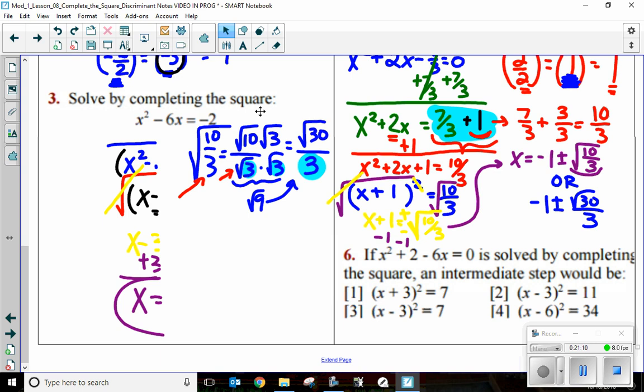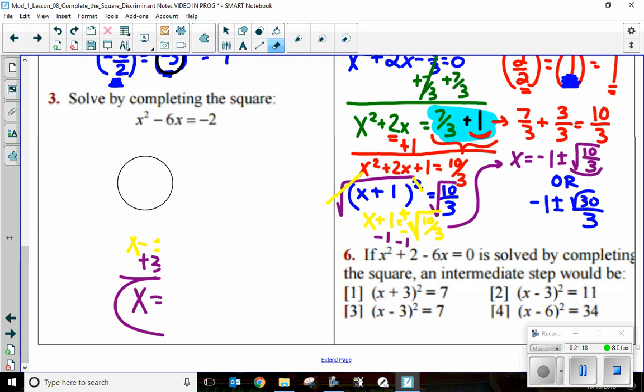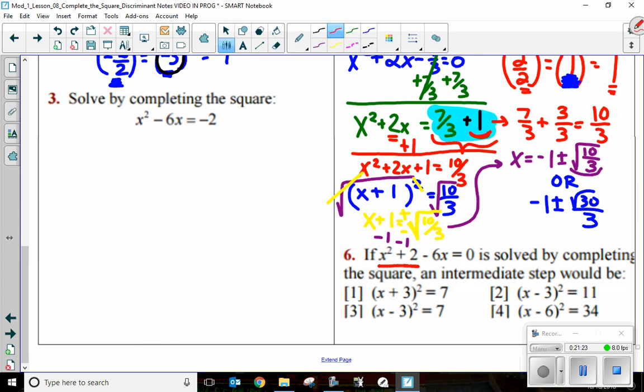Oh my goodness. Number 6. Wow, it would have been nice if I left you guys some space on this room, huh? We have no space to write anymore, so I'm going to erase that and do this over here. If I take this problem and I solve it by completing the square, an intermediate step would be, now they're not asking us to solve it completely. I mean, we can, but they're just saying if I do solve it, I will eventually have one of these steps in there. So I'm going to begin to solve this problem until I get to one of these steps.